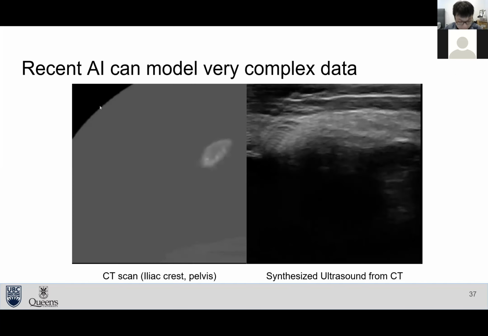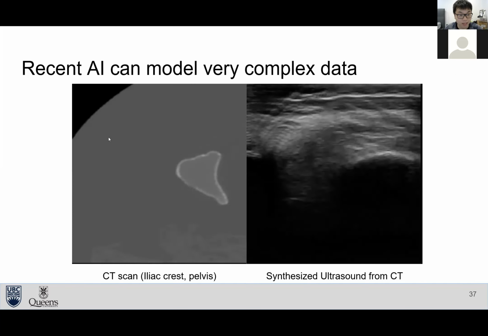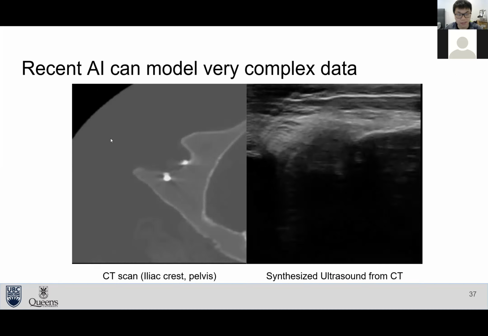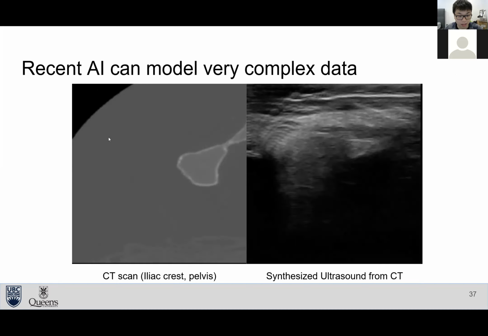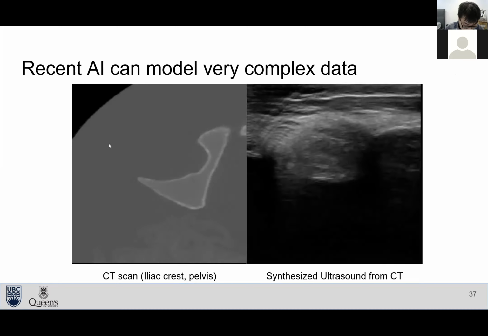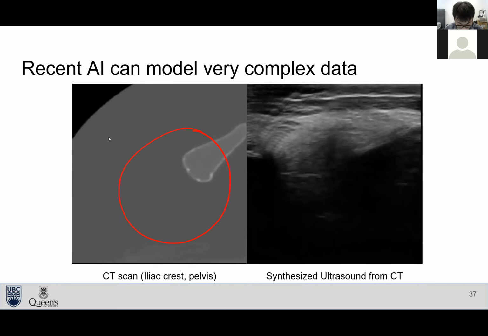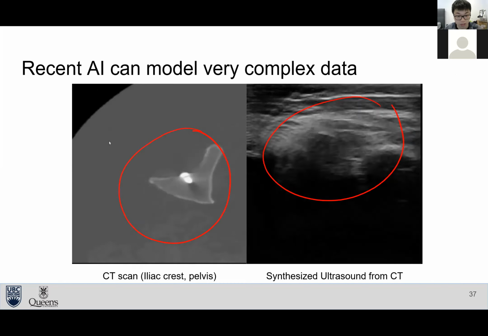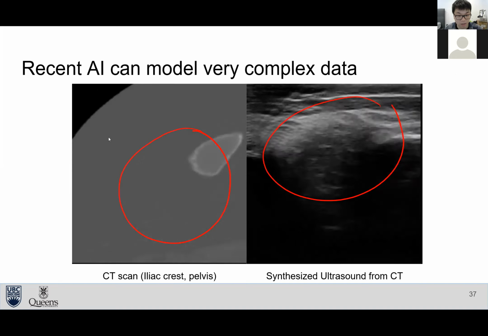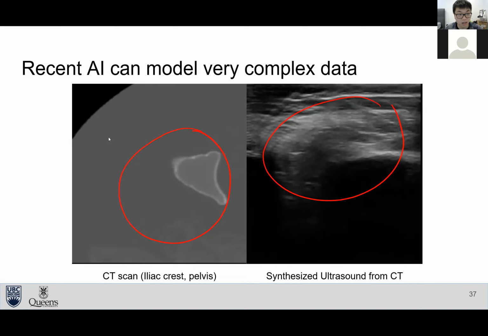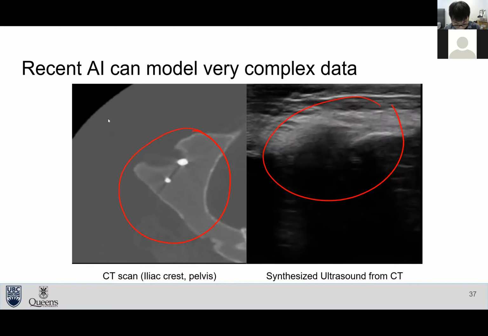And recent AI can predict very, very complex things by using different degrees of complexity in their architectures. For instance, this is a CT scan of the iliac crest, and then there's also some synthesized ultrasound from a CT scan, and you can reconstruct some quite cool things using AI, but you have to use it appropriately.